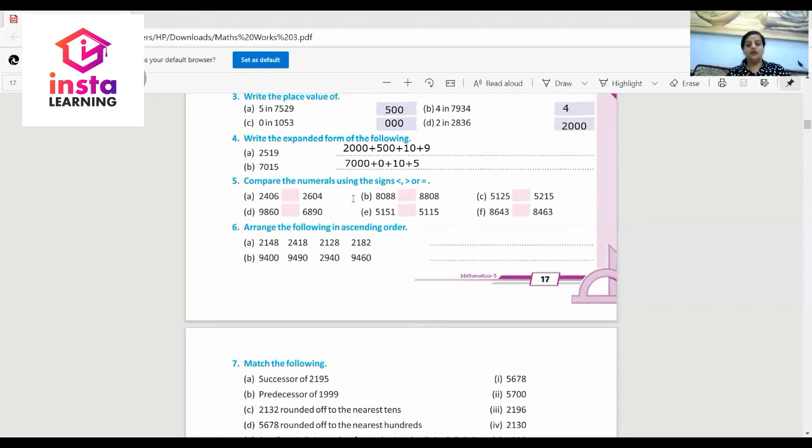Now compare the numerals using the sign. We are going to use the sign here. See, 2000, 2000, then 600, 400. So we get the answer that 600 is more than 400. Okay, 8000, 8000. Okay, 0, 100 and 800. So we get the answer. We will stop here and we will mark the greater one. 5000, 5000. Okay, they are equal. Then 100, 200. So we get the answer, 200 is more than 100.